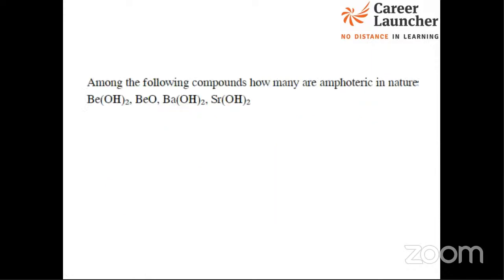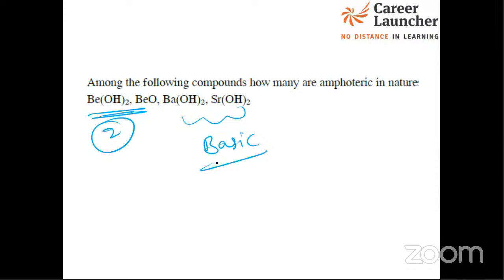Among the following, how many of the compounds are amphoteric? Amphoteric is nothing but beryllium hydroxide and beryllium oxide. These two are amphoteric, the first two. These are basic compounds: Be(OH)2, Sr(OH)2, these are basic compounds. But Be(OH)2 and BeO are amphoteric in nature. This is from s-block elements, inorganic chemistry, 11th standard.